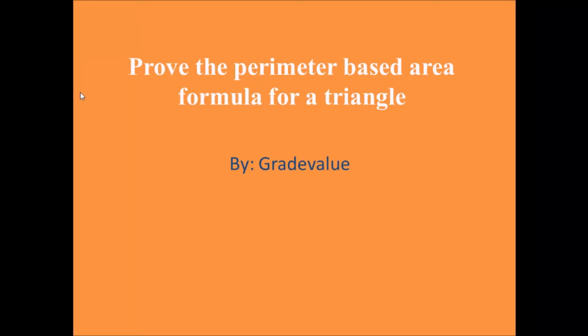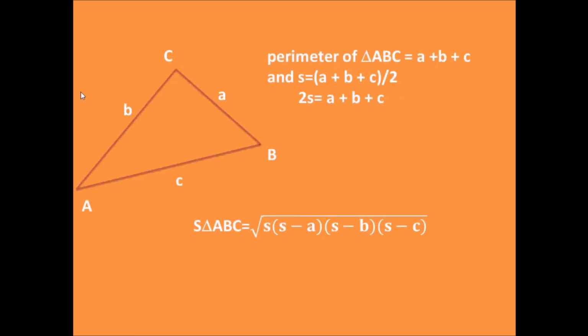Hello everyone, today I'm going to show you how to prove the perimeter-based area formula for a triangle. Here we have a triangle ABC. The perimeter of this triangle is a plus b plus c. We use s to represent half of the perimeter, so 2s equals a plus b plus c.